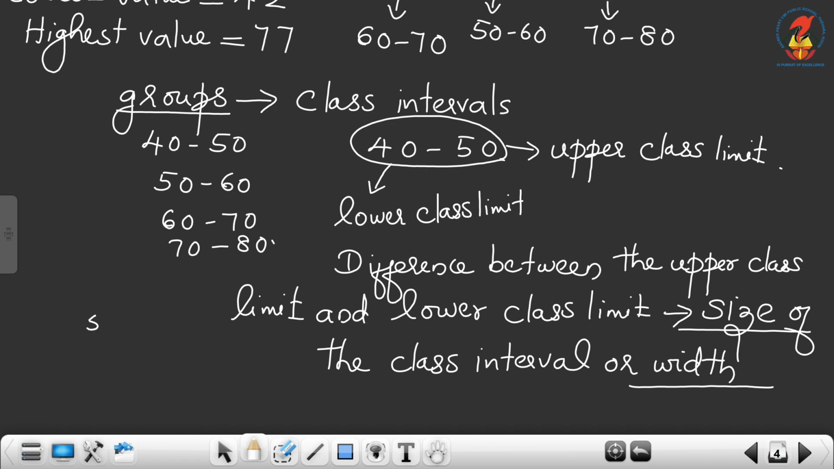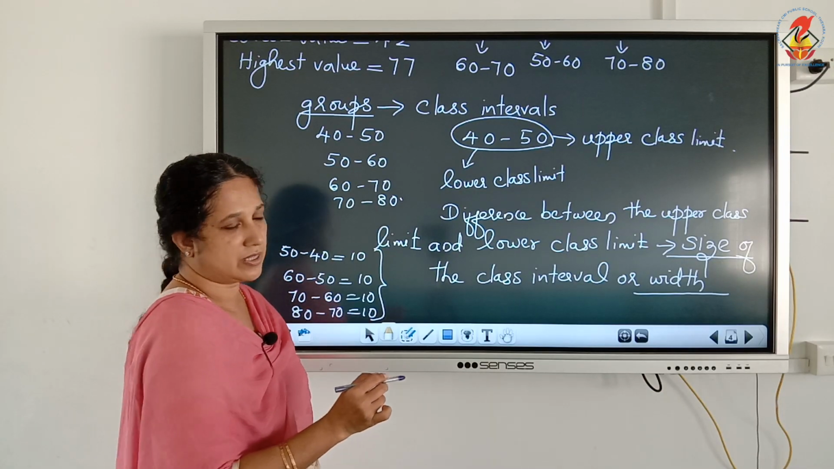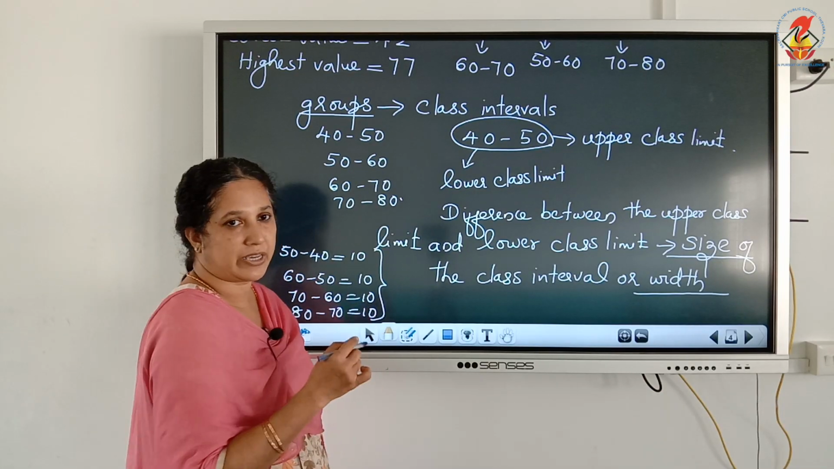50 minus 40 equals 10. Therefore, when you take each class interval, 60 minus 50, what is the difference? 10. Then similarly 70 minus 60, the difference is 10. Then again 80 minus 70, the difference is 10. So here you can see that the size of the class intervals is equal.